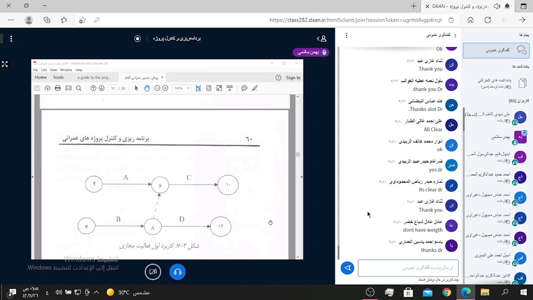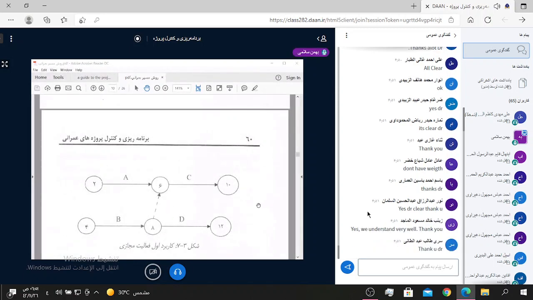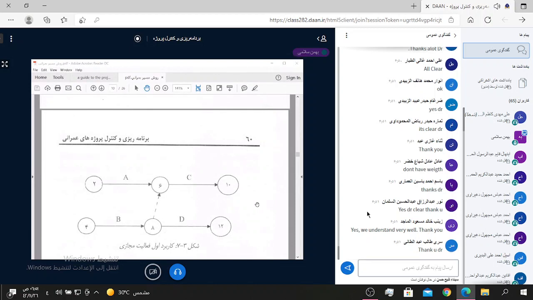Yes, it doesn't have weight. Only for making a relationship between real activities. Okay.